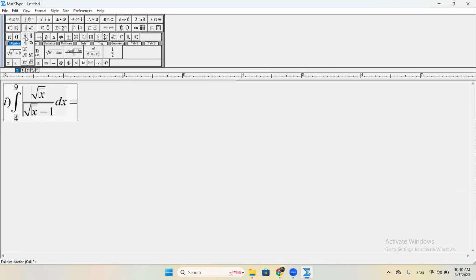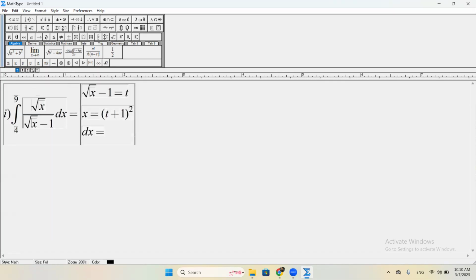I suggest substituting square root of x minus 1 as t. Then square root of x equals t plus 1. So x equals (t plus 1) squared. Then dx equals 2(t plus 1) dt.